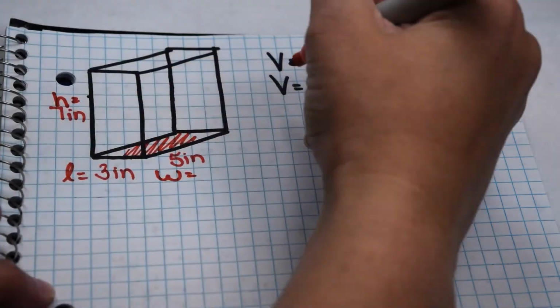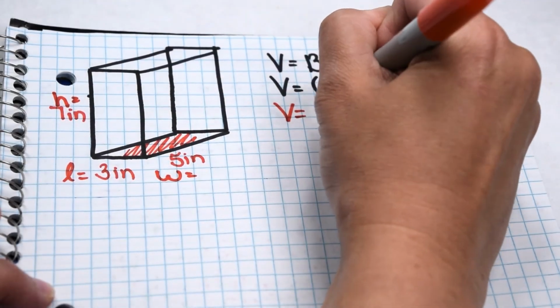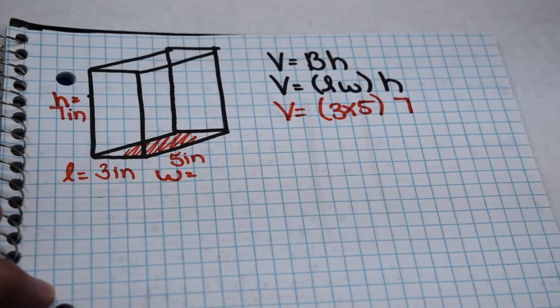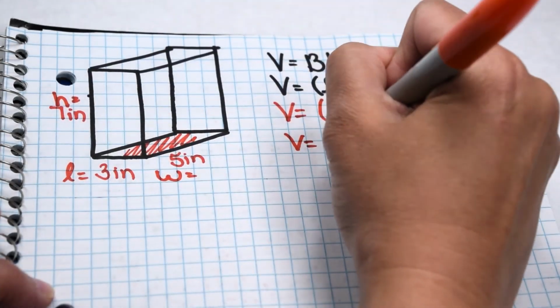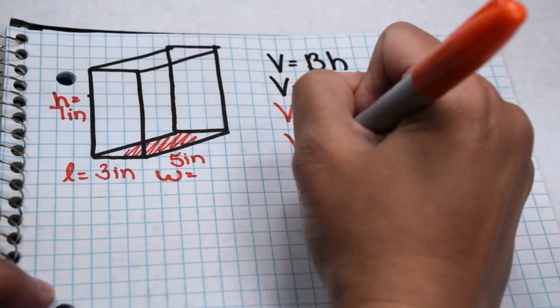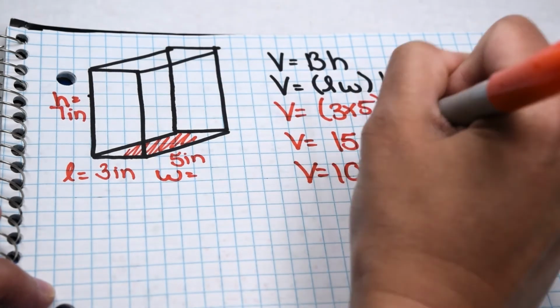Now we can substitute those values into our equation. So we're going to have area of the base be 3 times 5 multiplied by our height of 7. So find the area of our base, 3 times 5, which gives us 15. Then we're going to multiply that times our height of 7. 15 times 7 comes out to be 105, but we need a label on that.